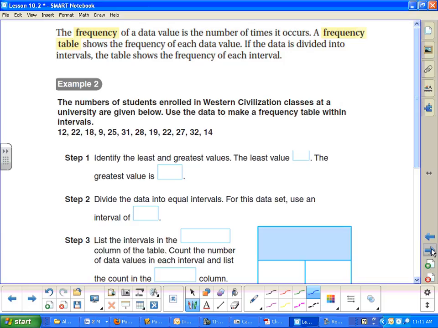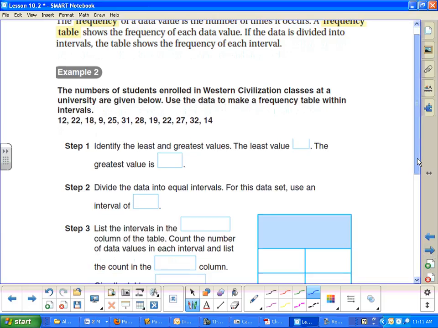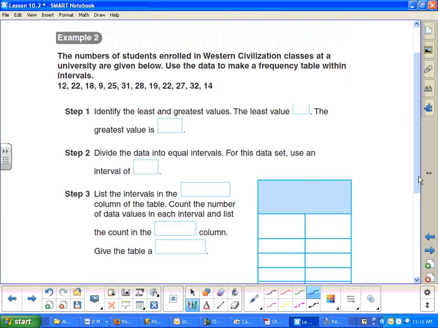Here we have the number of students enrolled in Western civilization classes at a university. Use the data to make a frequency table with intervals. Here are some steps to do this. Step 1 says identify the least and greatest values. So what are the smallest and largest numbers up there? 9 is the smallest, and 32 is the largest.